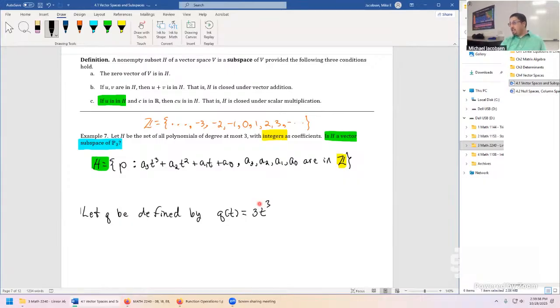And we can now say, then, Q is in H. So that's the first thing we were trying to show. We found a vector. Well, we shouldn't say a vector. We found an element of H. It's in H because 3, the coefficient that we selected, is in Z. It's an ordinary integer.